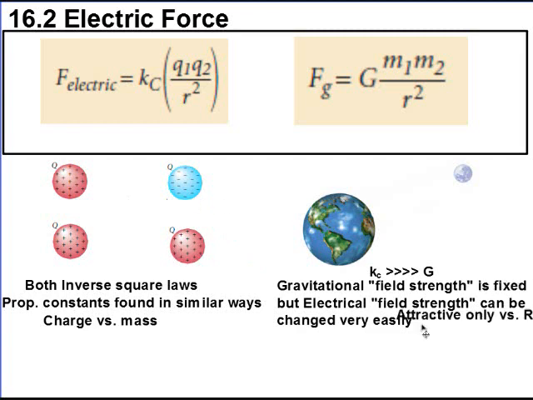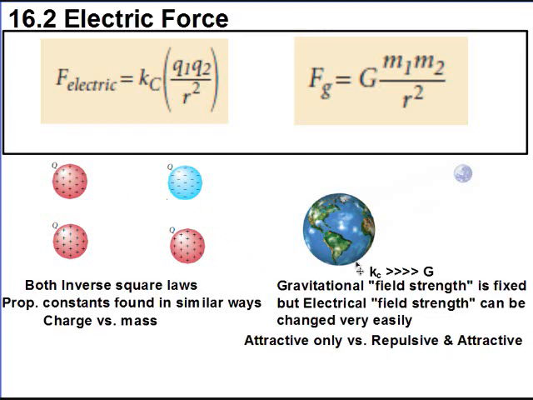And then another major difference is that gravity can only be attractive. So these two objects can only attract each other through the gravitational force, whereas the electric force can be attractive as well as repulsive. So these two would attract each other because they have opposite signs, and these two would repel each other since they have similar signs. Let's go ahead and take a look at a few examples.